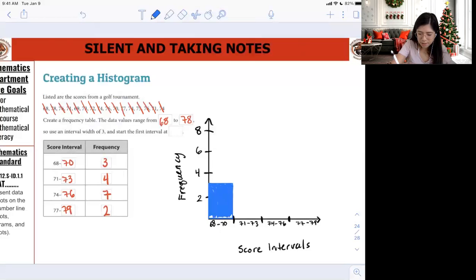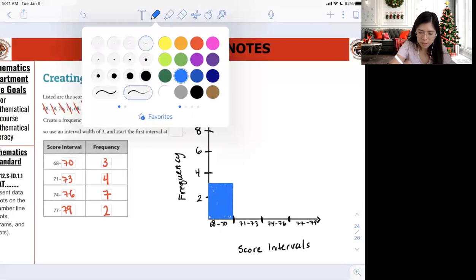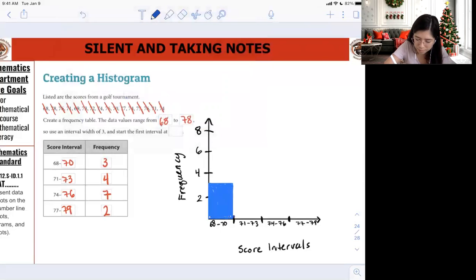Okay. My second bar has to go up to 4. Let me make this a little thicker so I can fill it in nicely. I'll make that a little bit nicer. Okay. And you would just keep going like this. You just fill it all in to the correct frequency and make it pretty.